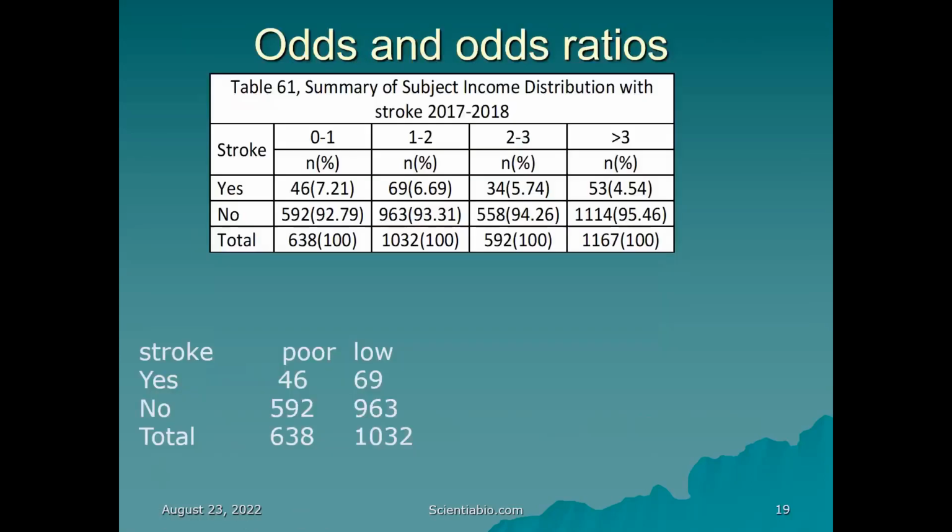A tool called odds, and this word is used in common English also. Odds in favor, odds against. The fellows who go to the racetrack will talk a lot about odds. Okay, so we will now tell you the definition of odds and what to do with it, and odds ratio. So we are comparing only two. This is used for comparing two groups, poor and low income. And we are talking about data on stroke. Why? Oh, there are plenty of variables there. You could do it for any. This is just an example.